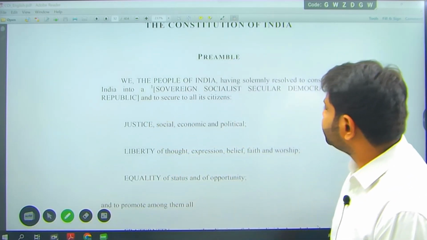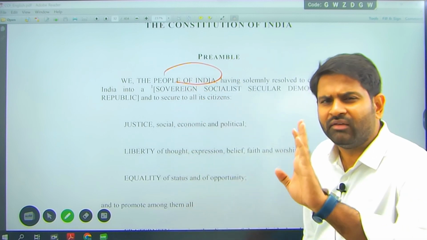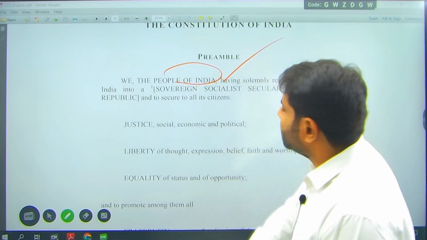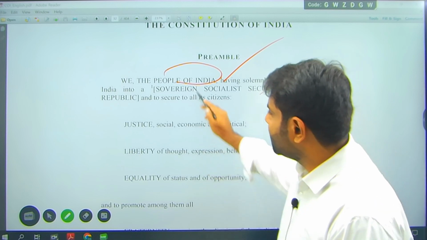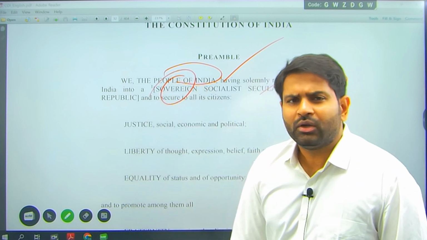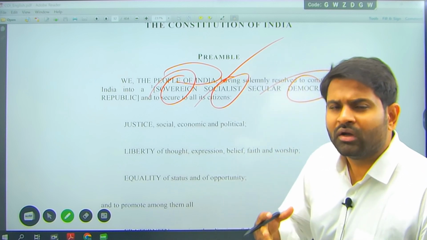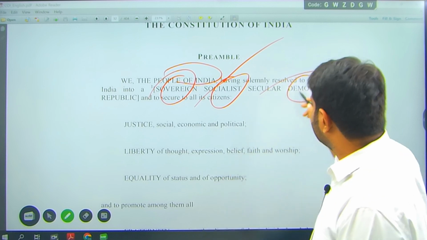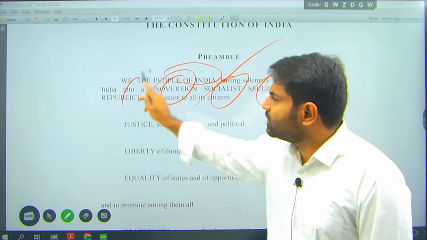The first one, we the people of India. When people are deciding about the administration of a particular country, that is democracy. When people are deciding their own fate, that is already called democracy, right? Sovereign, your ability to take your own decisions, not dependent on others. Socialist, state-owned resources, right? Resources will be in the control of the state. Similarly, secular.